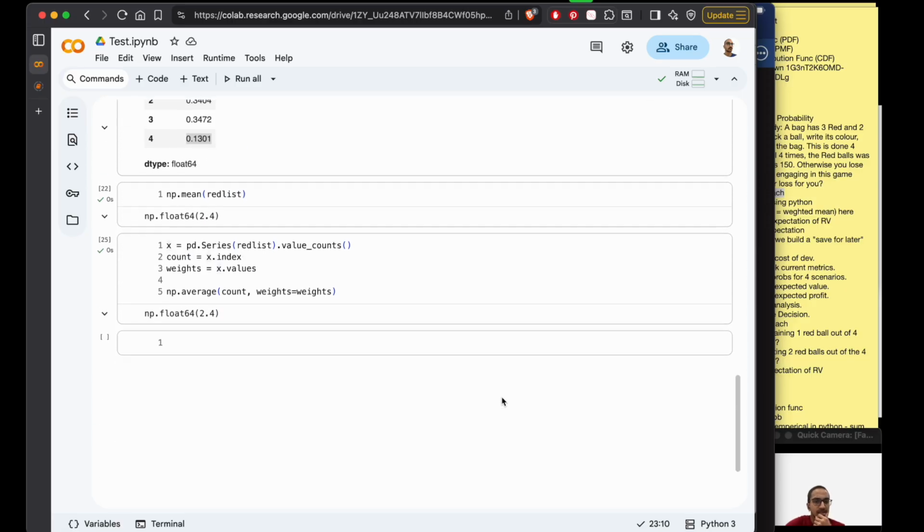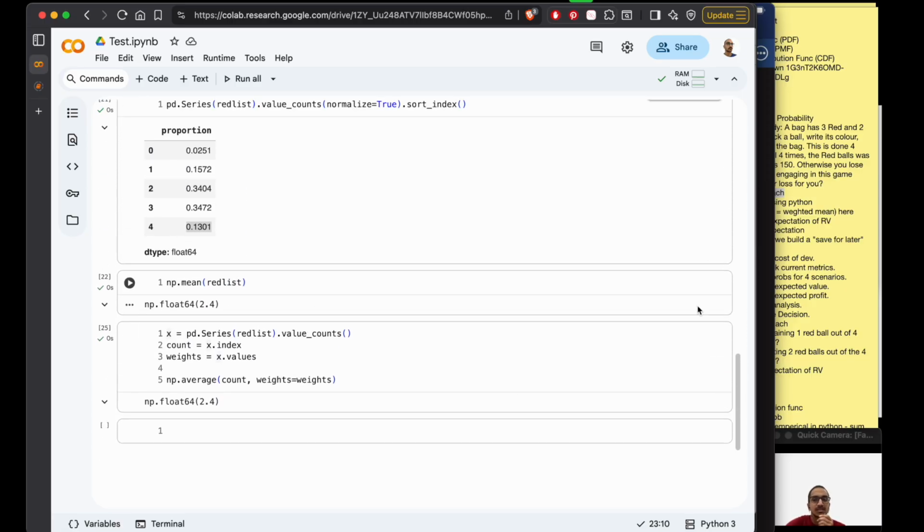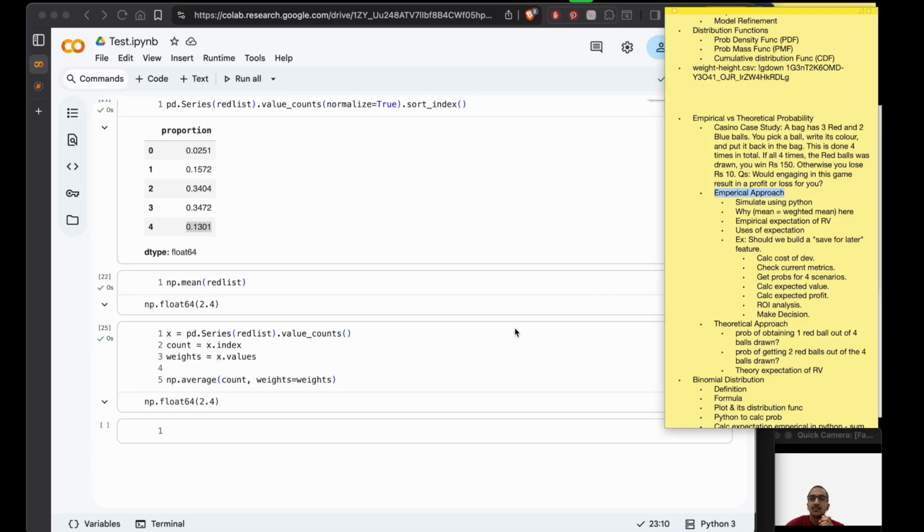So that's the thing. This weighted mean is called expected value, and this is what we use to make decisions. So we checked why mean and weighted mean in this case are the same.